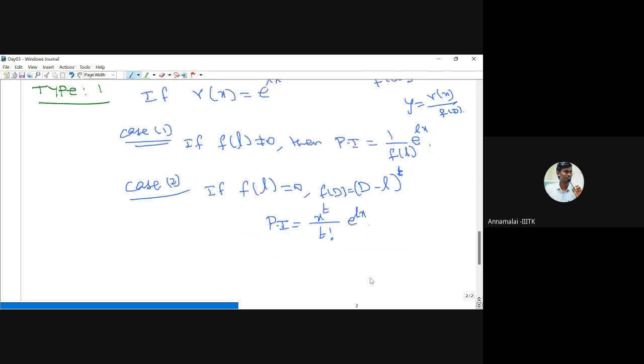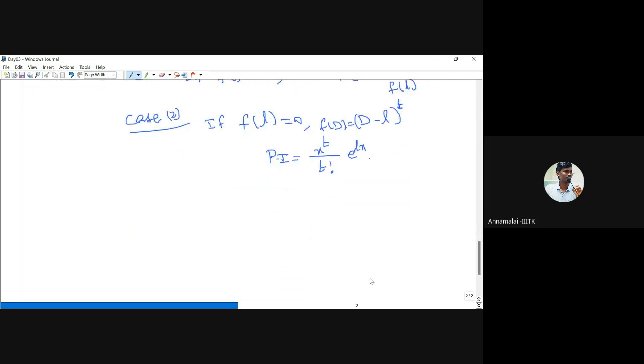Now we solve some problems. There are so many cases there; we will discuss one by one. So now an exercise. Suppose the right hand side function is an exponential function. Solve d square plus 7 times d plus 12 times y equal to e power 2x.